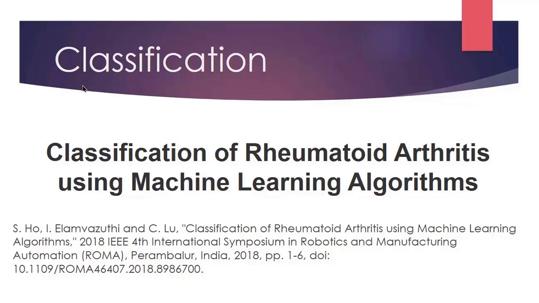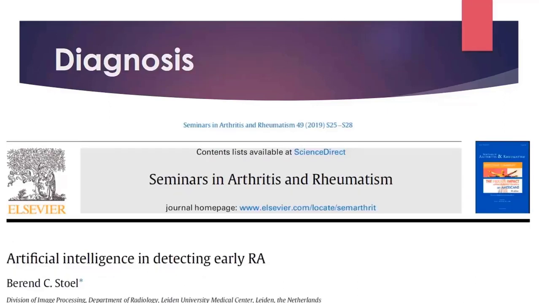Machine learning can be used to classify diseases. For example, in a study, machine learning was used to classify rheumatoid arthritis. Artificial intelligence can be used to detect diseases early. For example, in a study, artificial intelligence was used to detect rheumatoid arthritis in early stages.